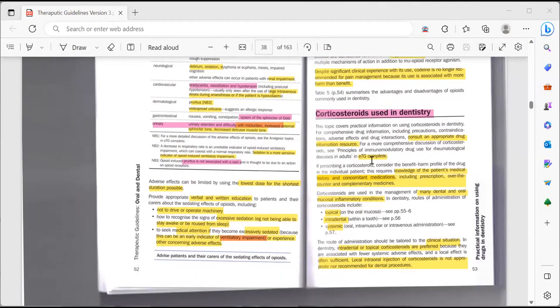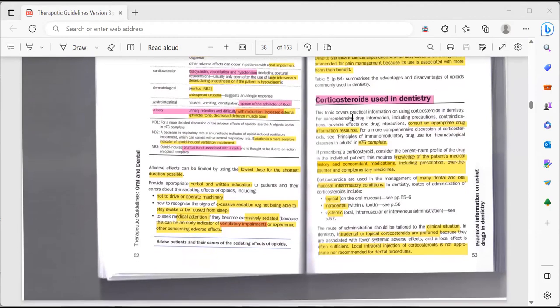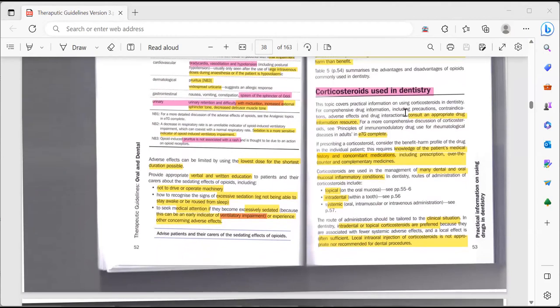All right, so we will start from today's pages, which is we need to start the corticosteroid topic. This topic covers practical information on using corticosteroids in dentistry. For comprehensive drug information, including precautions, contraindications, adverse effects, and drug interactions, consult an appropriate drug information resource.